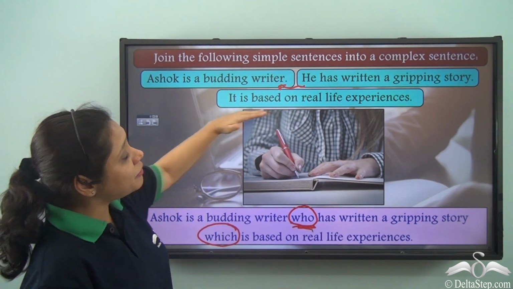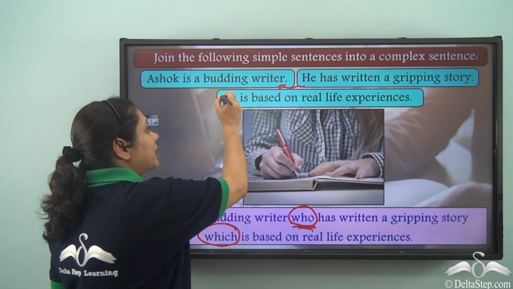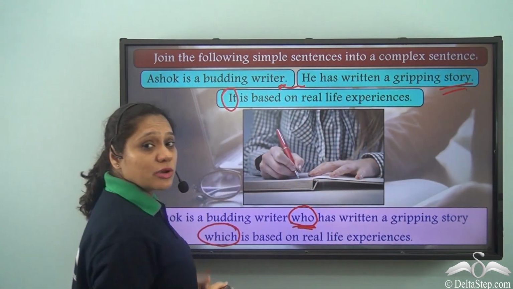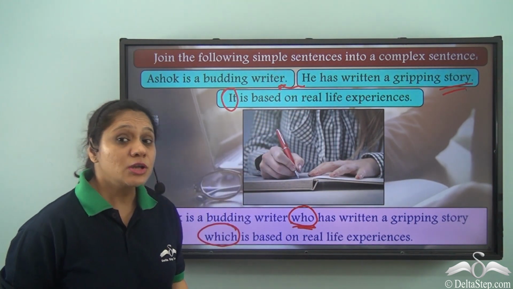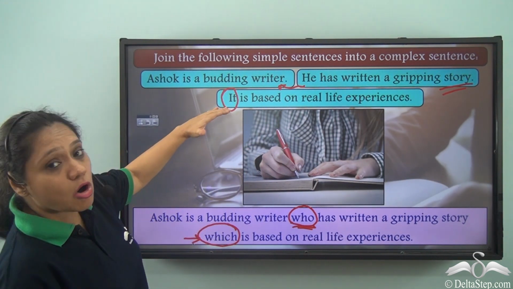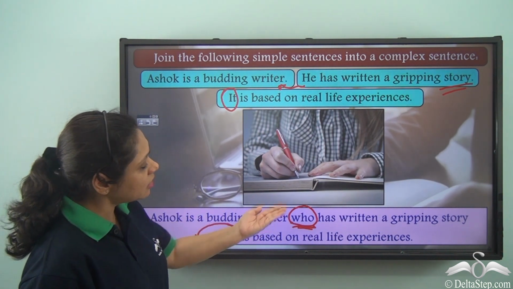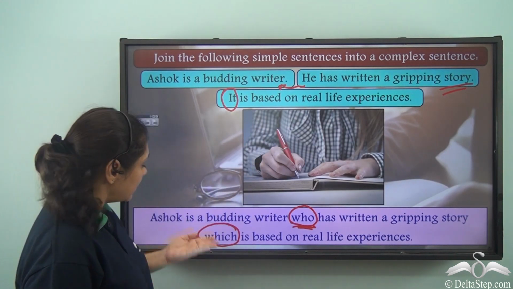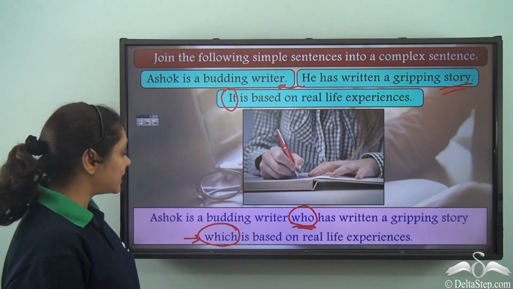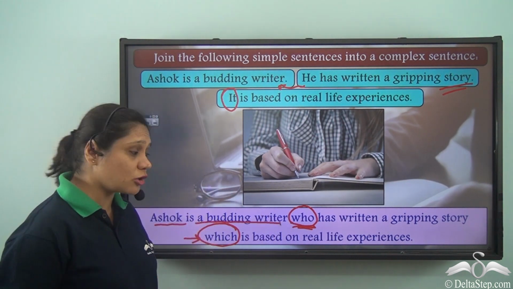Now let us see the final clause here. It is based on real life experiences. Now it is referring to the story. So it is actually describing the story. So we have used the relative pronoun which to join this clause with the other two clauses. So we have Ashok is a budding writer who has written a gripping story which is based on real life experiences. So this complex sentence has the part Ashok is a budding writer as the main clause.